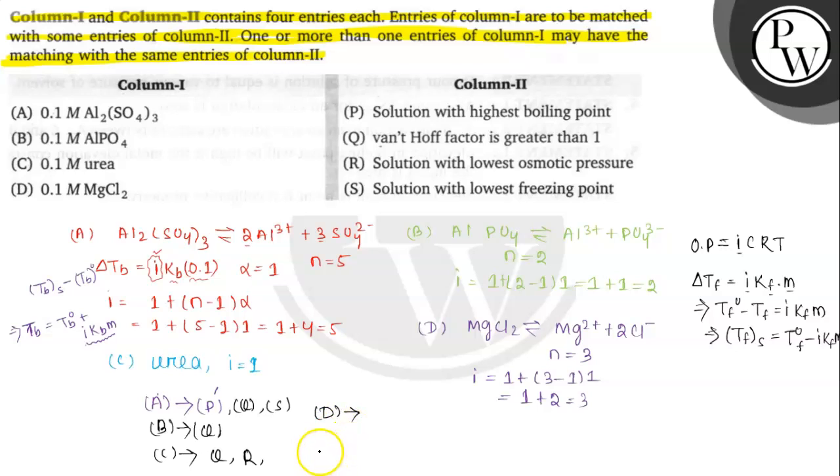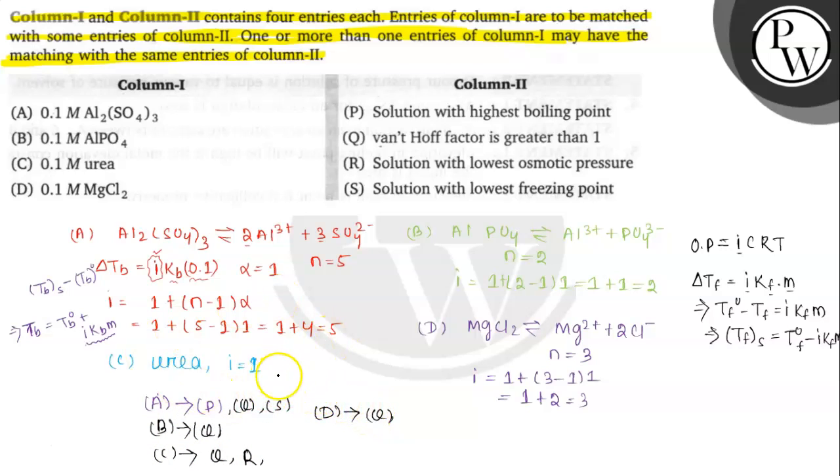Now D. So D matched with P, solution with highest boiling point, no. Van't Hoff factor greater than 1, yes, Q. And solution with lowest osmotic pressure, it is also no, because the solution with lowest osmotic pressure is A, that is Al2(SO4)3. Solution with lowest freezing point, also not. So it is only matched with Q. So A matched with P, Q and S, B with Q, C with Q and R, D with Q.